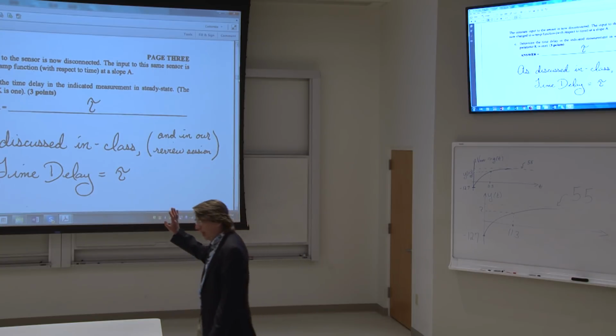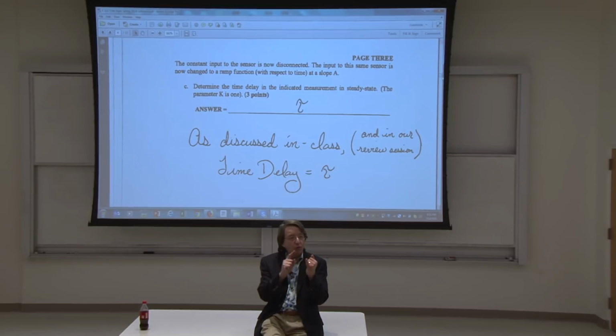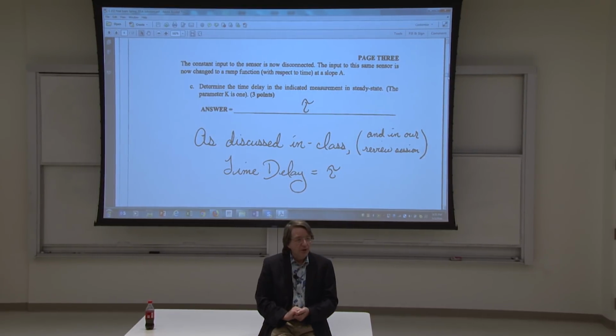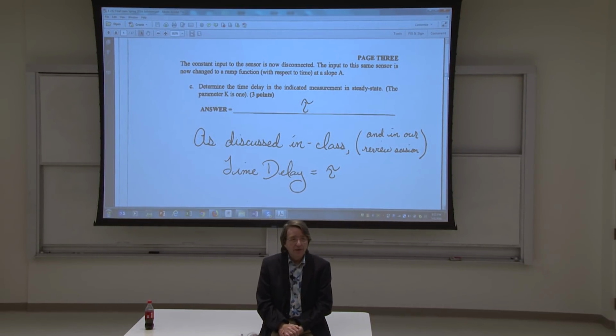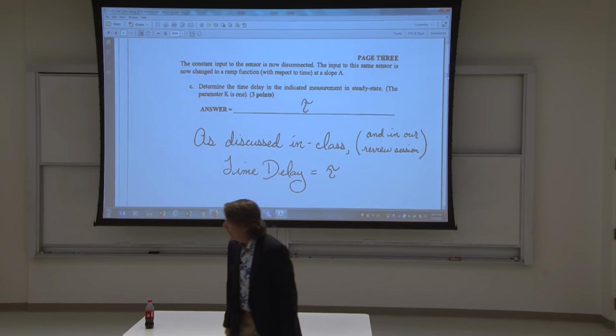Now, let me ask you a couple of questions I didn't ask here, although it's kind of implied. If I have a ramp to a first order system, do I have a steady state error? Yes. Ramp input to a first order system, steady state error. How about a sinusoidal input to a first order system? Yes. Okay, so here we're asking for a ramp input.